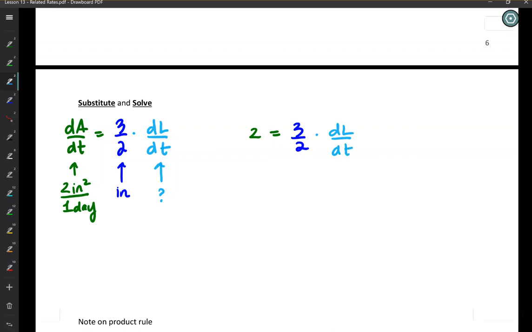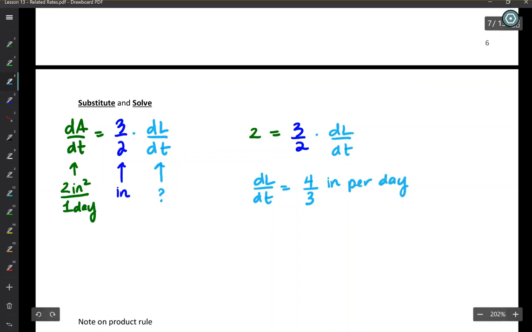Divide both sides by 3/2. In other words, multiply both sides by 2/3, and we get dL/dt is equal to 4/3. And these will be in inches per day. And that should make sense. I've got square inches per day divided by inches. Square inches divided by inches is just inches. I've got inches per day.